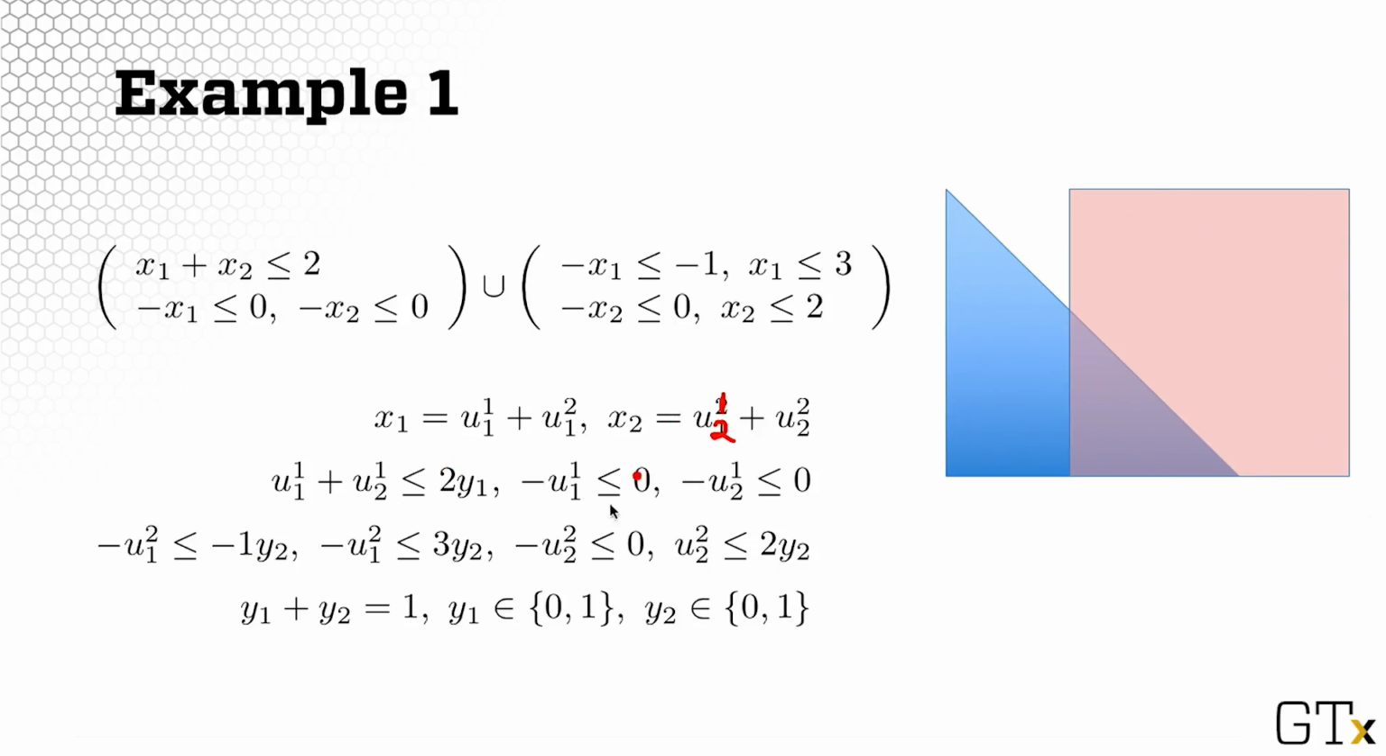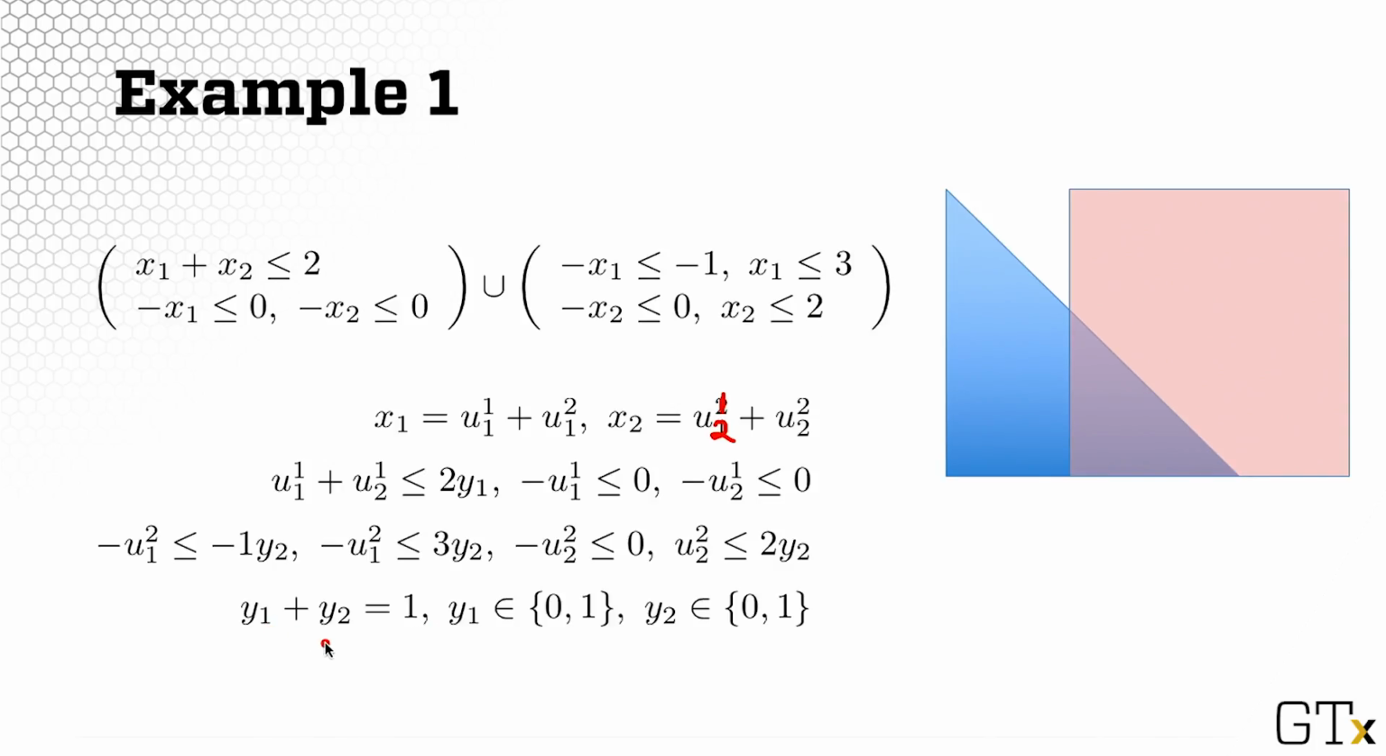u12 is less than, and then you have u11 is less than or equals to 0, which corresponds to this constraint, and u21 is less than or equals to 0. Similarly, from this constraint, you have u12, which corresponds to the second polytope, is less than minus 1 times y2, the first constraint. The second constraint is u12 is less than or equals to 3 times y2. This constraint is u22 is less than or equals to 0 times y2, which is 0. And the final constraint is u22 is less than or equals to 2 times y2, which corresponds to that constraint.